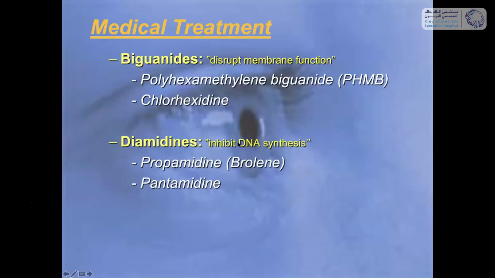Medical treatments. The main treatment group is biguanides. Biguanides disrupt the membrane function. Two examples of biguanides are polyhexamethylene biguanide and chlorhexidine. These medications are under the category of biguanides. Diamidines inhibit the DNA synthesis. Famous medications are propamidine and hexamidine.